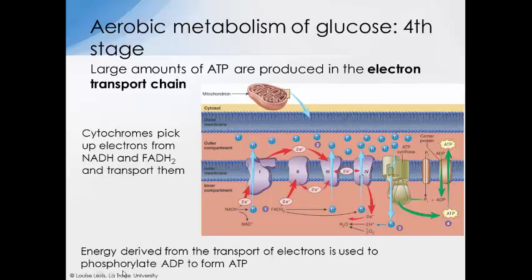Phosphorylate may be a term that you haven't come across before. Basically, it means to add a phosphate group to a molecule. So when we add a phosphate group to ADP, we form ATP. So the next slide is really looking at what goes on in the electron transport chain in some more detail.